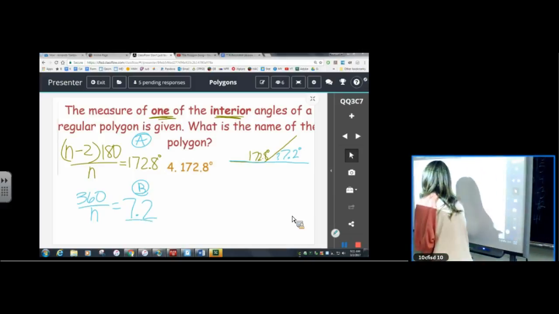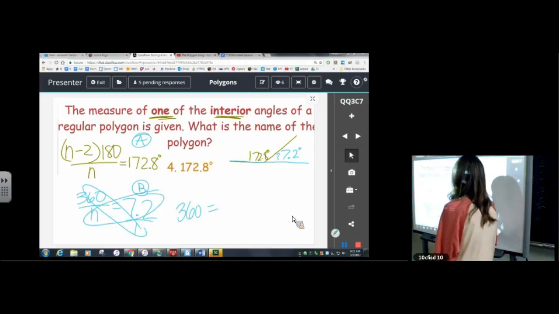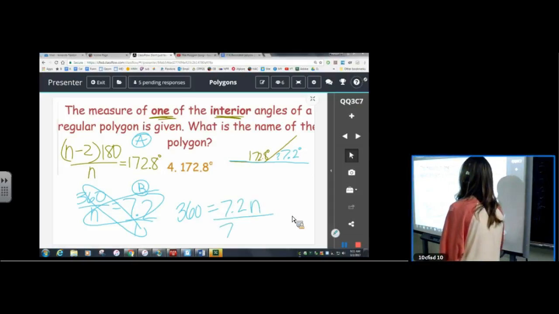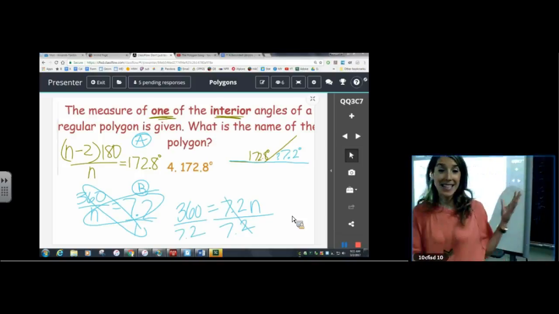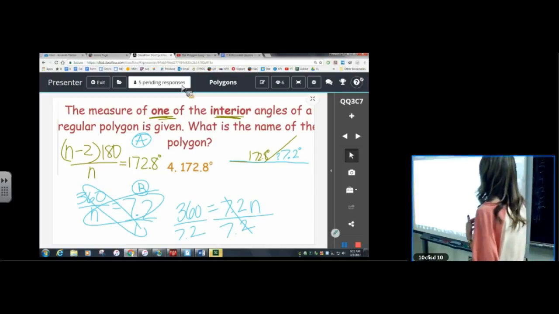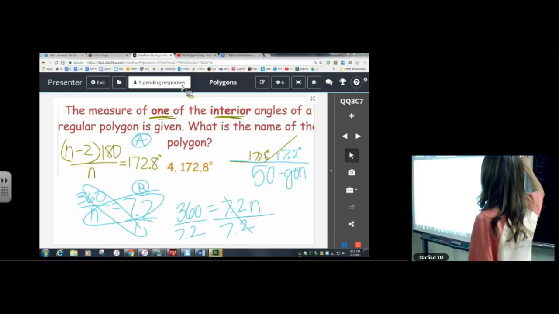So you can put this over 1 and cross multiply. 360 times 1 equals 7.2 times n. Then divide to get rid of the coefficient of n. How many sides did it have? You looked up the name, but yes, 50-gon. It ended up having 50 sides. You don't have to memorize the name of that, so you can just call it a 50-gon.